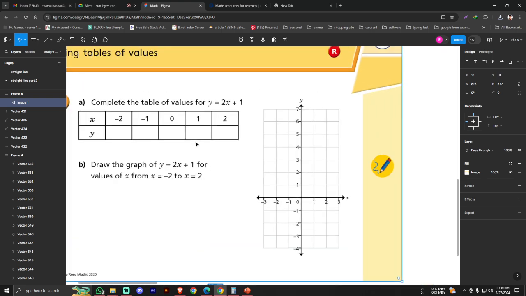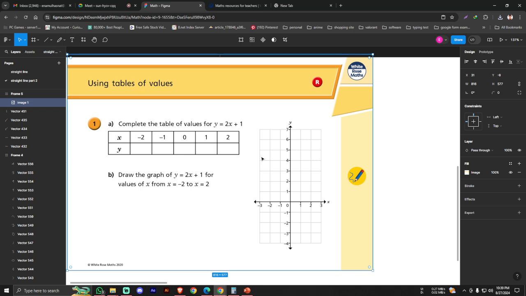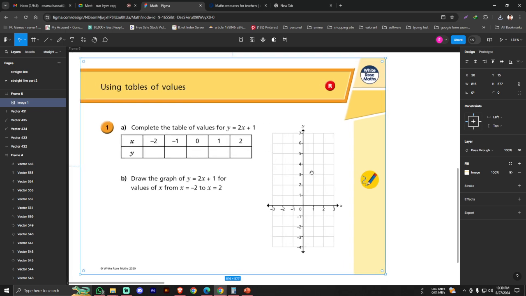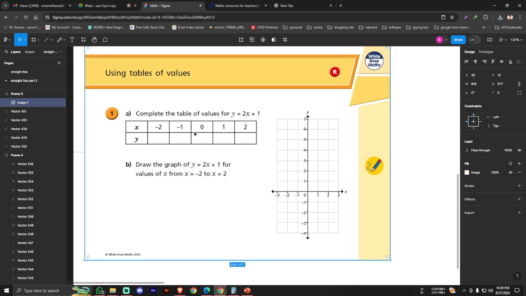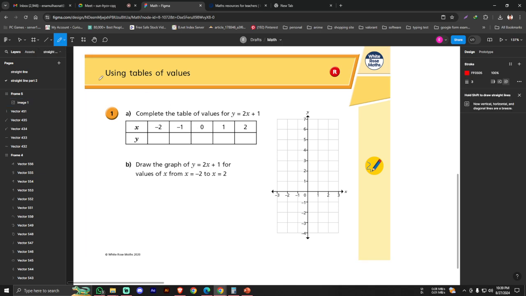Okay, here they say complete the table of values for this one. Can you complete the y values? Complete the table of values for y equals 2x plus 1. Yeah, I can do this. Okay, the first value is minus 2, then what is the answer? So negative 2 times 2 equals negative 4. Negative 4, plus 1, negative 3. Negative 3, right?